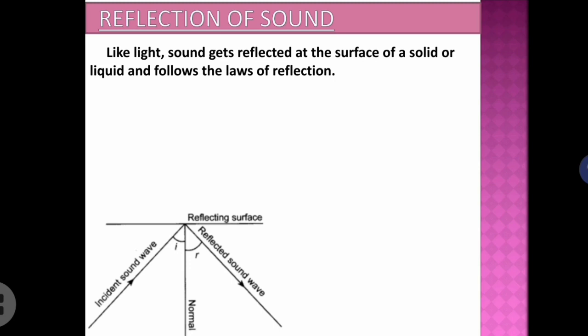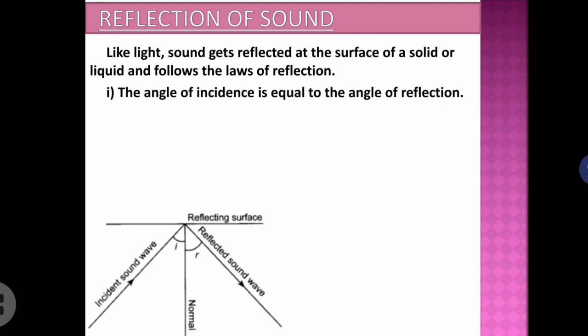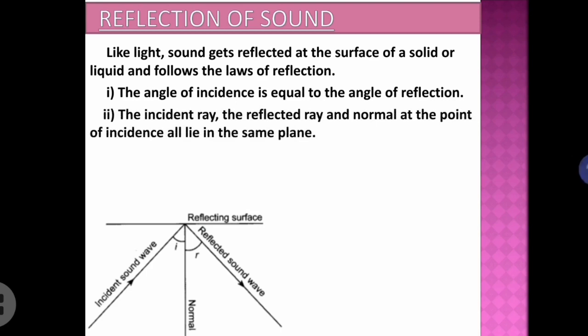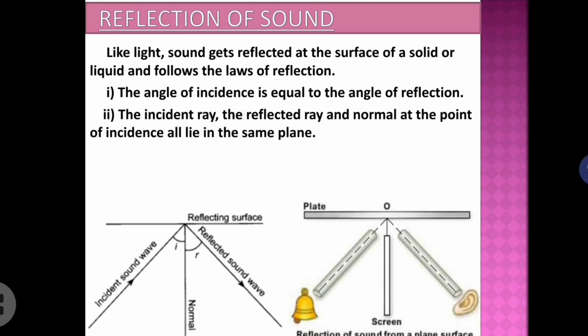The angle between the incident sound wave and the normal is called the angle of incidence. The angle between the reflected sound wave and the normal is called the angle of reflection. The normal, you know, is the perpendicular drawn at the point of incidence on the reflecting surface. So angle i, angle r. I hope you remember the two points in the laws of reflection. The angle of incidence is equal to the angle of reflection. Similarly, the incident ray, the reflected ray and the normal at the point of incidence all lie in the same plane. So the law is applicable in the case of sound also.